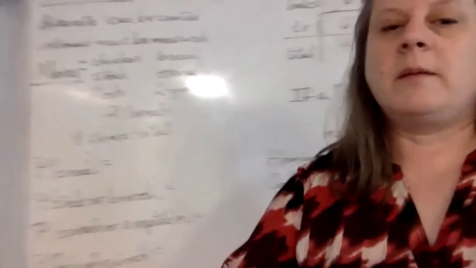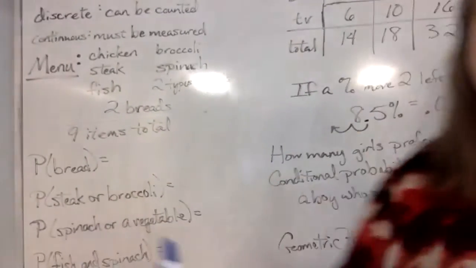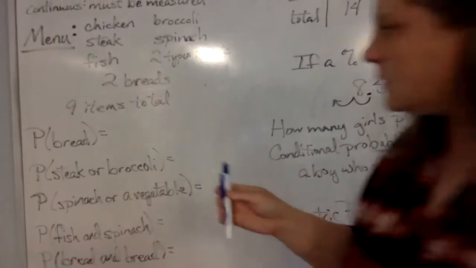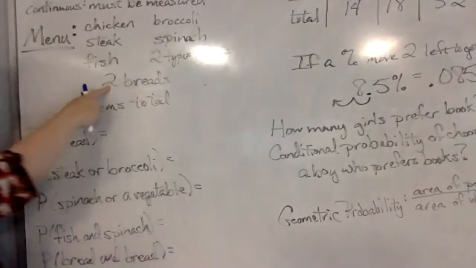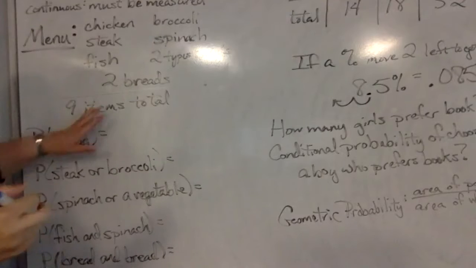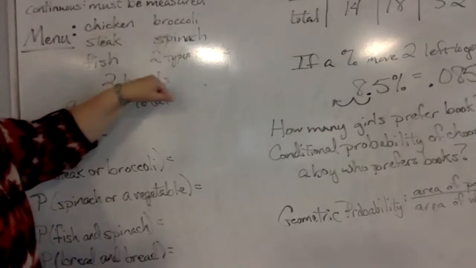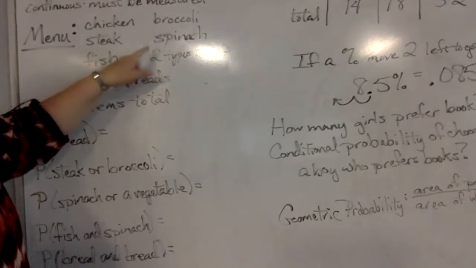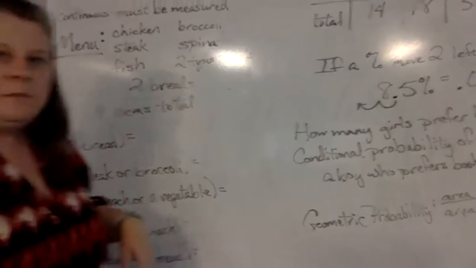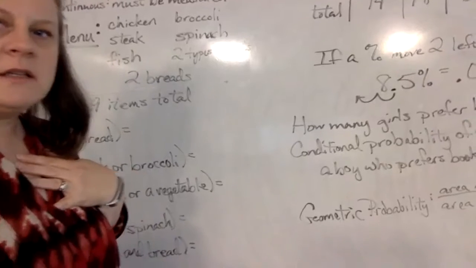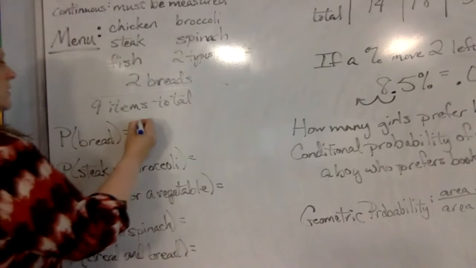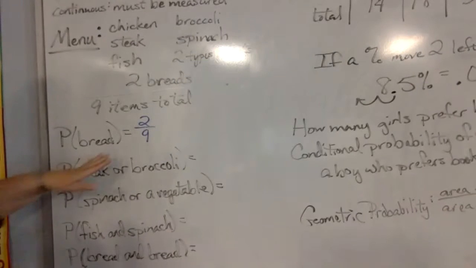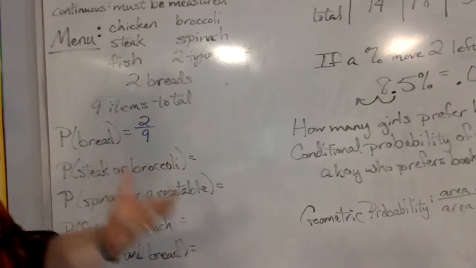Okay, so I'm going to do the probability of a bread. So I said there's how many choices of bread to choose from? Two. Breads. Okay, there's 9 different items up here total. 1, 2, 3, 4, 5, 6, 7, 8, 9, because you had two types of carrots and two types of breads. So when I go to do this, I'm just going to put 2 out of 9. That's my probability.